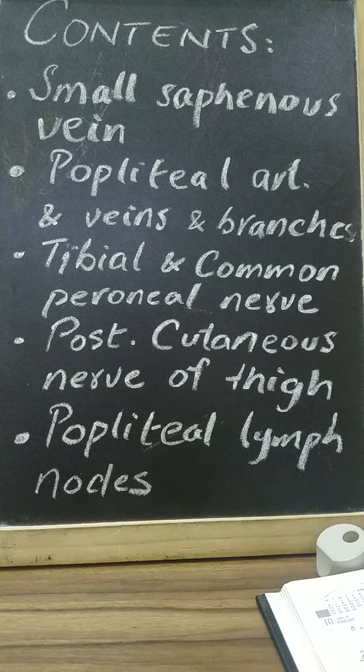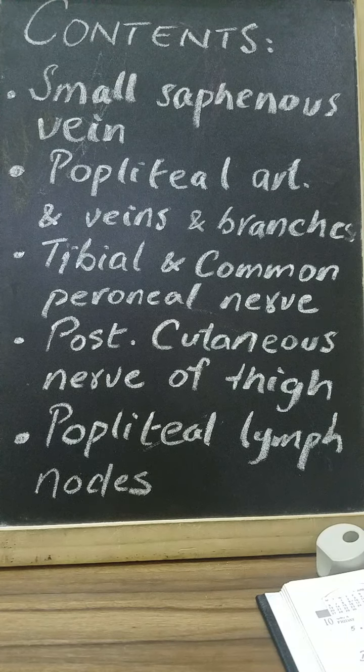Now the sciatic nerve divides at the apex of this popliteal fossa into the tibial nerve and the common fibular or the common peroneal nerve. The common peroneal nerve and the common fibular nerve is the name of the same nerve. You can call it the common peroneal nerve, you can call it the common fibular nerve, right? So these are the two terminal branches. This is what the sciatic nerve divides into at the apex of this popliteal fossa.